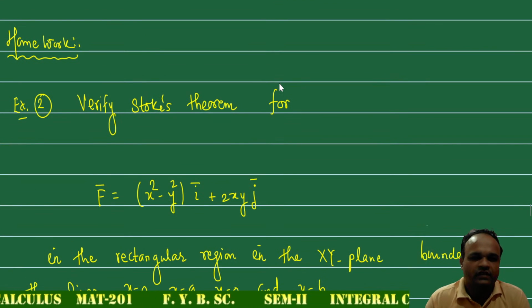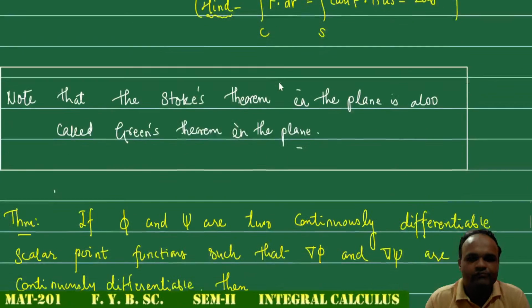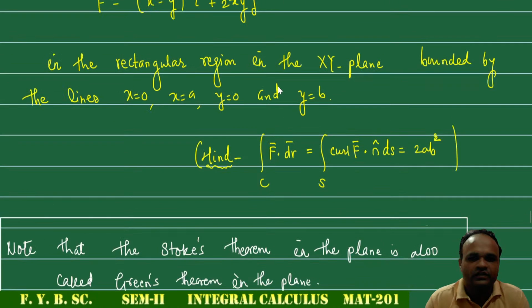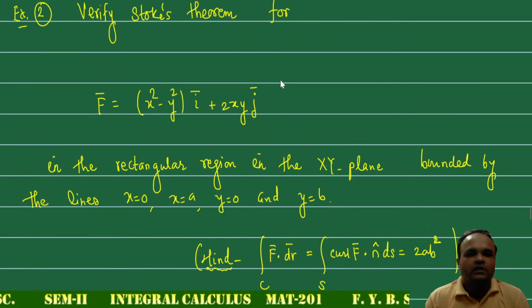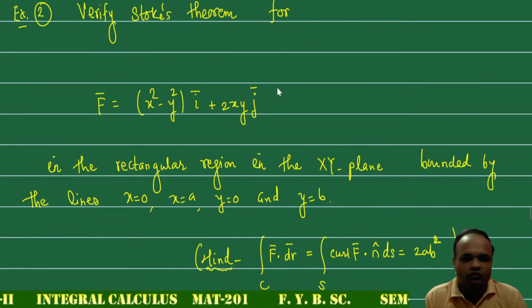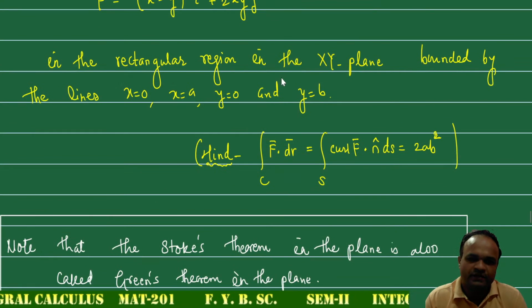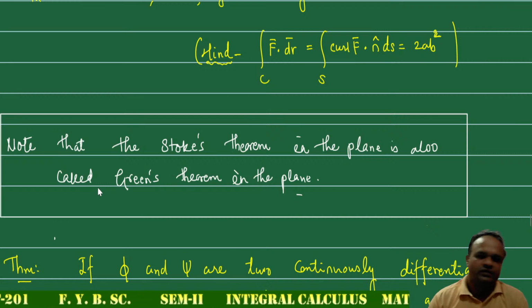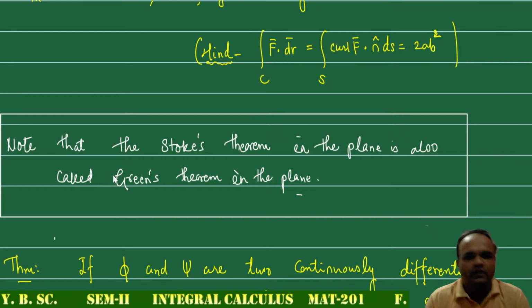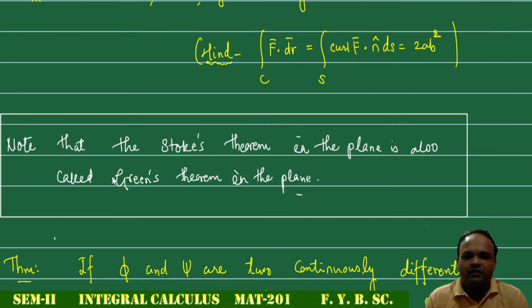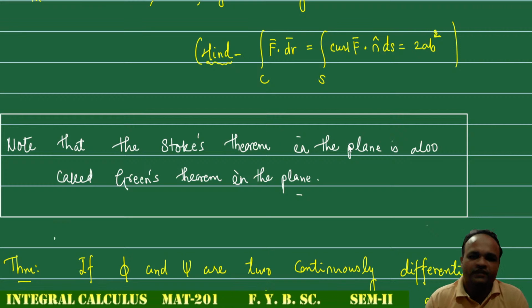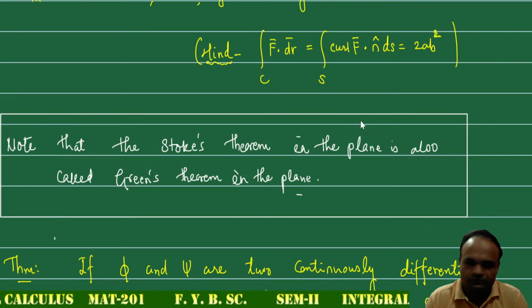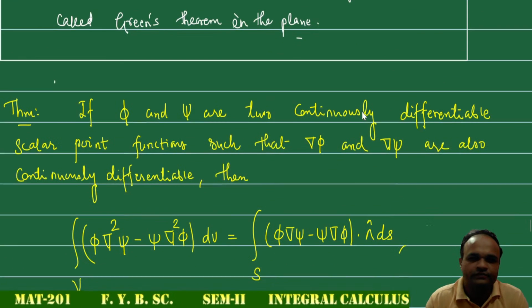There is one more example, which you can solve as homework. So this is the verification of Stokes theorem. Again, I have written this note, that is, Stokes theorem in the plane is also called Green's theorem in the plane. Already I have mentioned this.